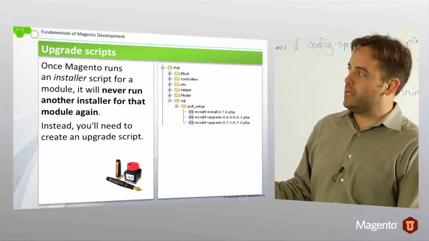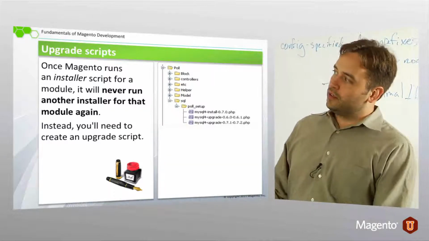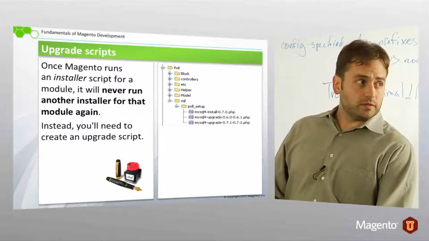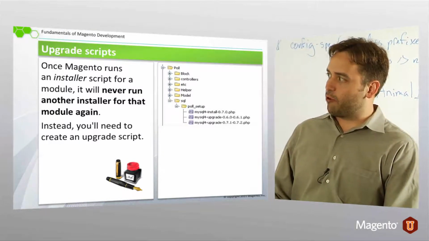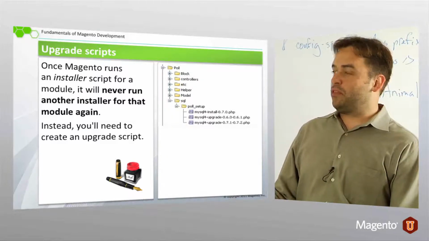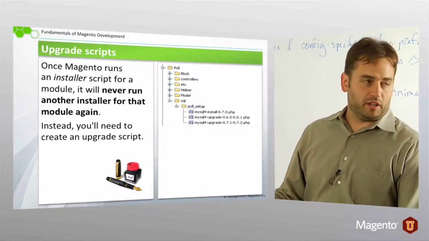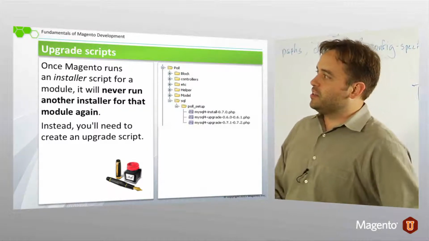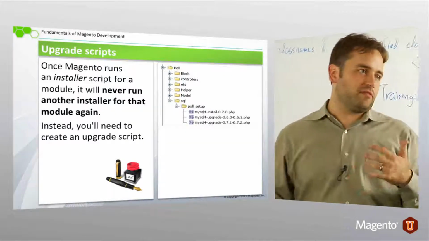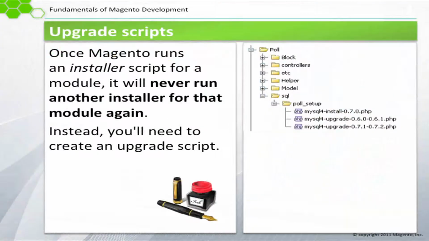So that module from earlier, we have our SQL folder, and then another folder underneath it. We'll look at what that folder needs to be named in the configuration. And then inside here, we just have this format: install script, upgrade script, upgrade script.